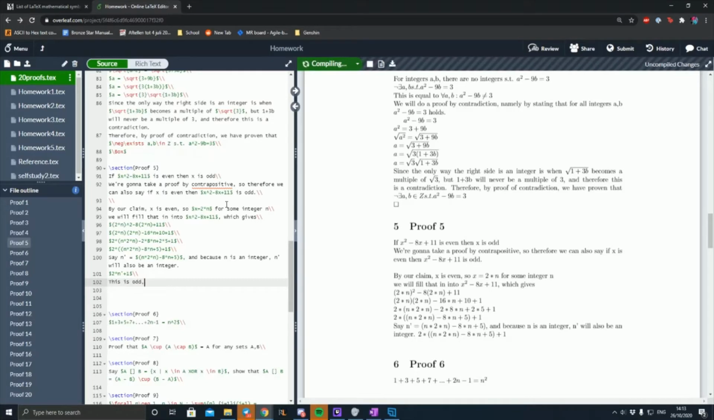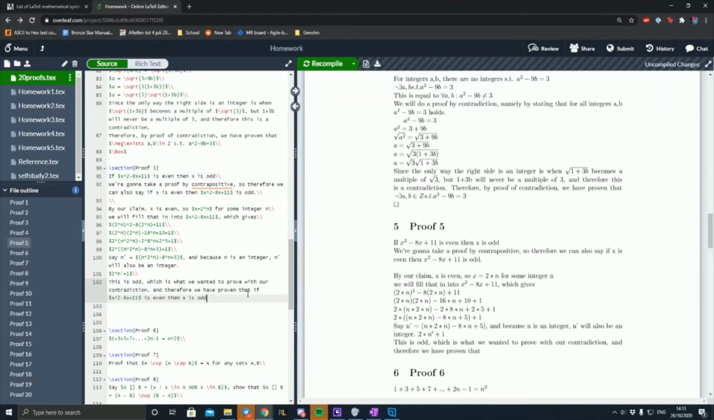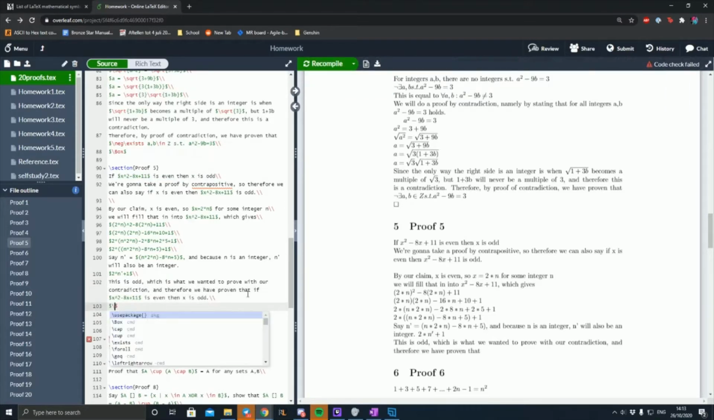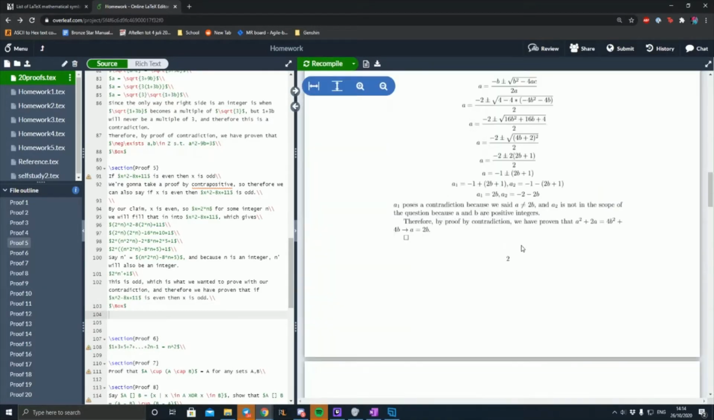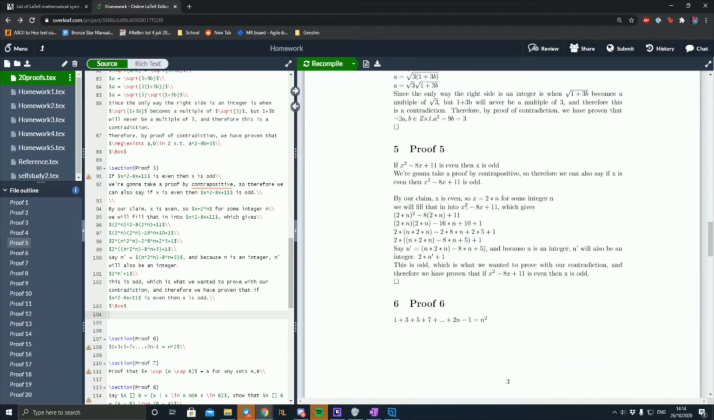This is odd, which is what we wanted to prove with our contradiction, and therefore we have proven that... paste, box. It's really nice to do one of these after you've had one of these. Okay, so that is proof number 5.